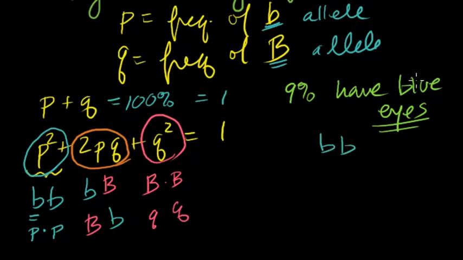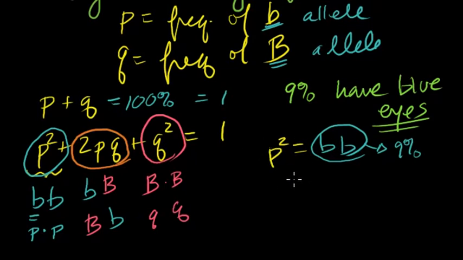I started with the phenotype blue eyes, but since blue is a recessive trait, I know they must have 2 copies of the recessive allele. So the frequency of having 2 lowercase b's is 9%. Well, I just showed you that that's also equal to P squared. So P squared is equal to 9%. How do you think about that? P is the frequency of the blue allele in the population, and in order to get 2 of them, you have to multiply P by itself.